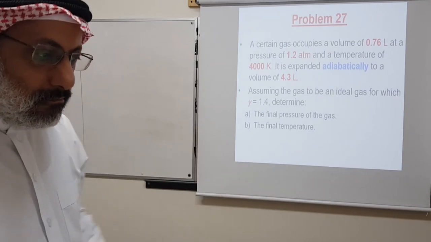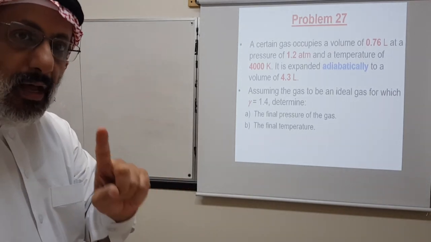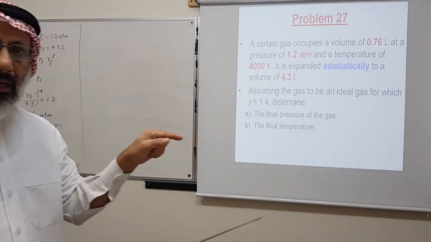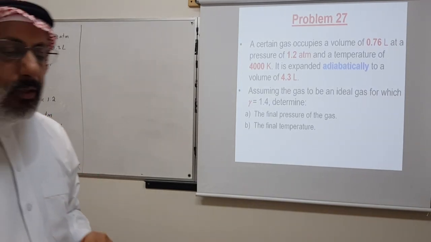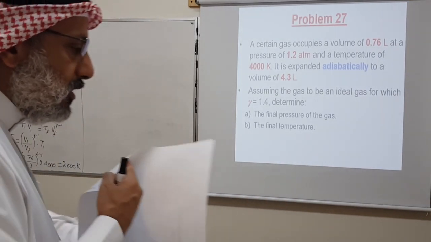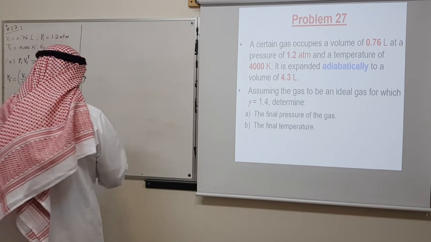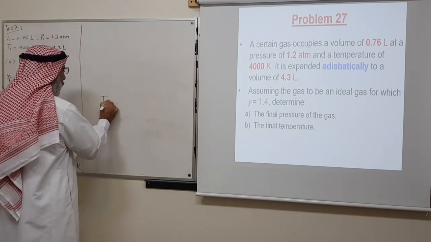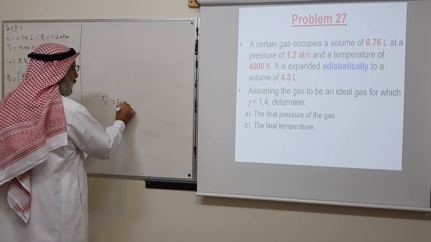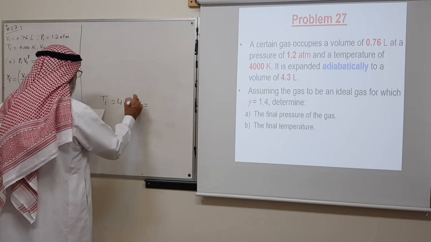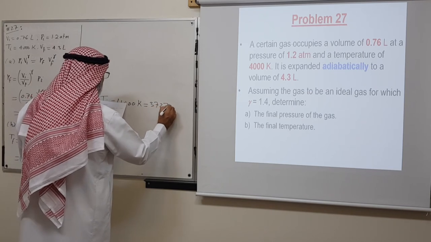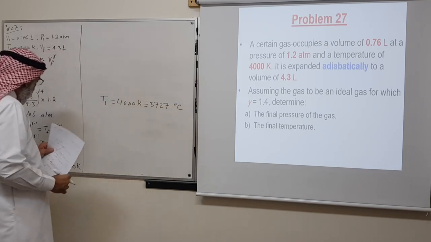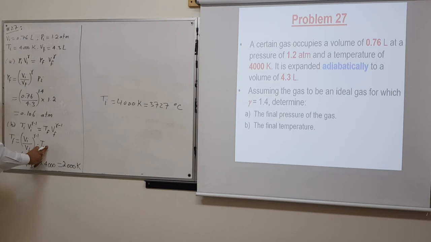Now before we move, this is a point that I cannot pass. Okay, this is a mistake. I want you to do this mistake to learn from it. Suppose that you say, okay, let me do it in degrees C. What is T initial? T initial is 4000 K. How much is that in degrees Celsius? That is 3727 degrees C. Now put that here and see what you will get.